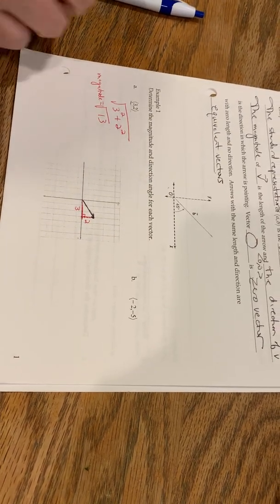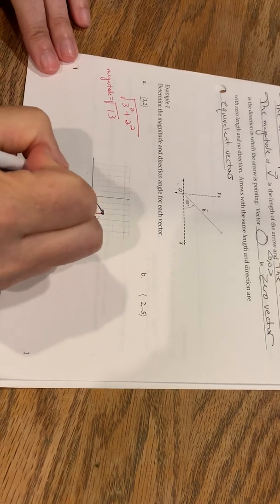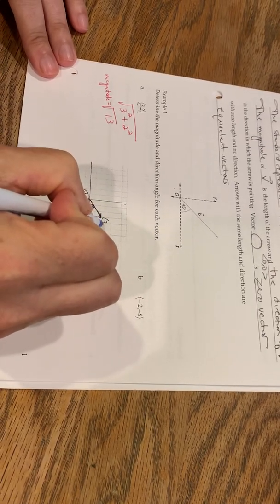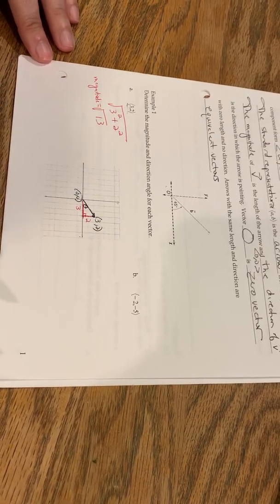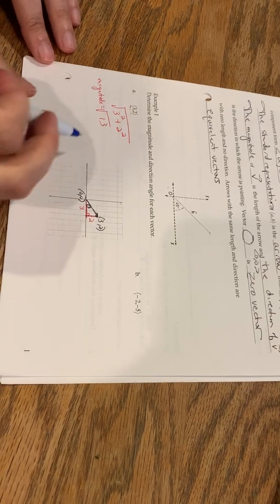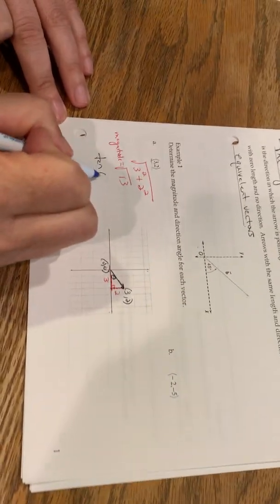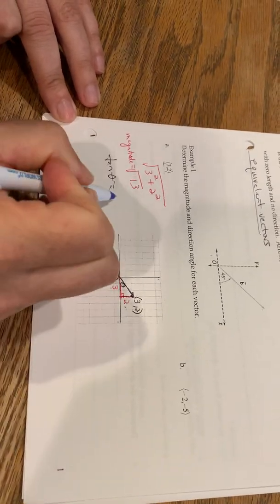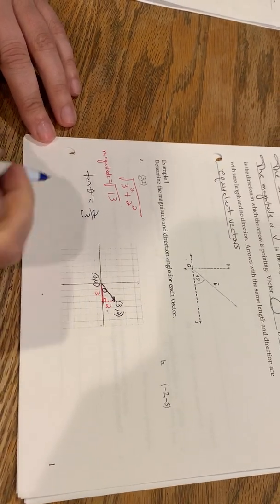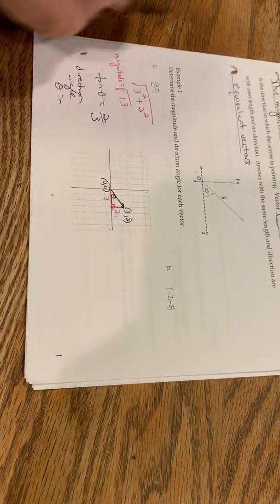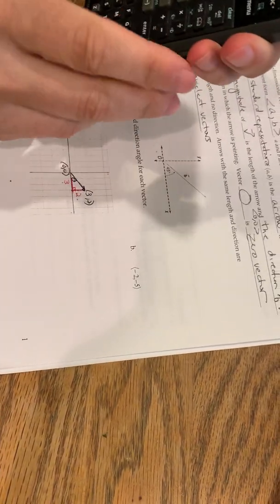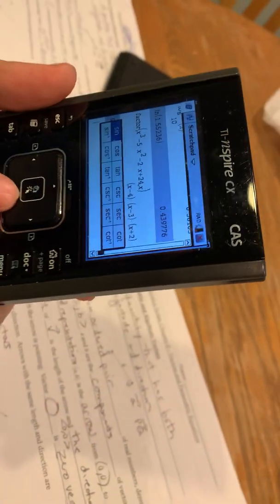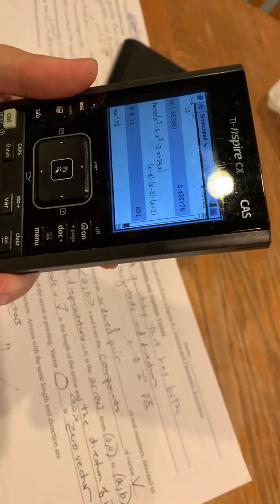And then for the direction angle, I can call this theta. Again, we're starting at 0, 0, ending at 3, 2. So if I want the direction angle, I could just use SOHCAHTOA. It's a right triangle. So I could say tangent of theta equals opposite over adjacent, which is 2/3. So if we want the direction angle, I'm going to just go inverse tan of 2/3, which I could just type in on the calculator.